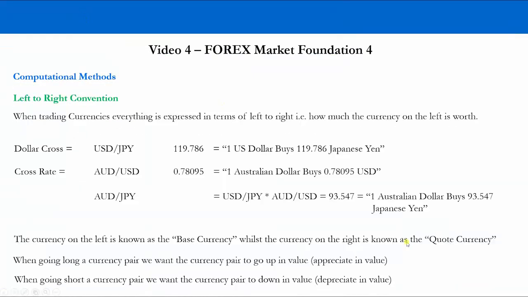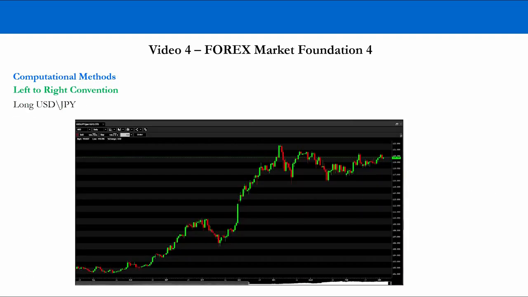The left to right convention is pretty important. Just make sure you understand it, how everything is expressed in terms of the currency on the left. The currency on the left is known in the Forex market as the base currency, and the currency on the right is known as the quote currency. So the base currency is on the left, the quote currency on the right. When we're going long a currency pair, we want the pair to go up, and when we're going short, we want it to go down.